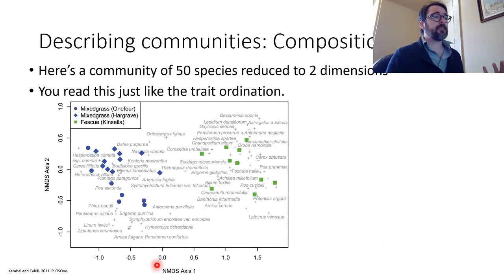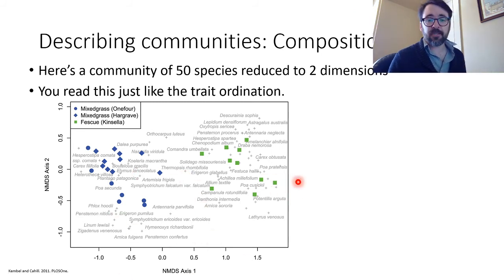So here is a different kind of ordination. This is called non-metric multidimensional scaling, but it works just like principal components analysis. It shows you communities of 50 species, but now reduced into 2 dimensions, just to show you those correlations again. And it shows you 3 different types of communities that this was sampled in. So what you can see is you have 2 mixed grass communities shown in blue, and this fescue-dominated community marked in green over here. And what this is showing you, just like the traits, is that these communities are sort of opposites. They're negatively interrelated with each other, and they're mainly separated on this axis here.